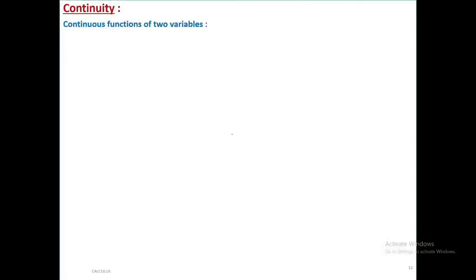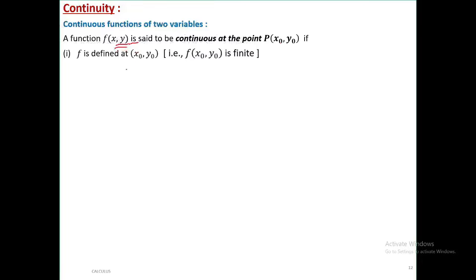Next one, continuity, the simple one. A function f of x comma y, a function of two variables, is said to be continuous at the point x naught y naught. The point name is P. So this is continuous at the point x naught y naught if, first, f is defined at that point x naught y naught. That means indirectly f of x naught y naught is a finite number. Okay, that should be defined first.